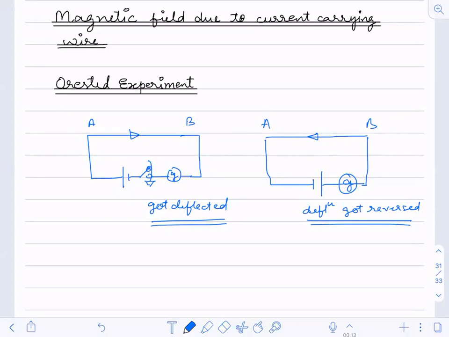What he observed was that when you switch on the current through a conductor, the magnetic compass was getting deflected. Also, when you change the direction of the current, the magnetic compass needle was deflecting in the other direction. So he got two results from this.